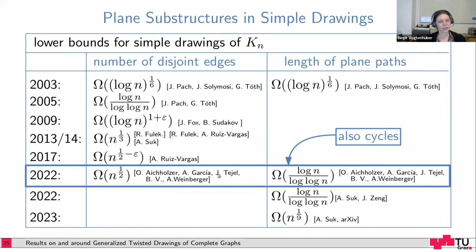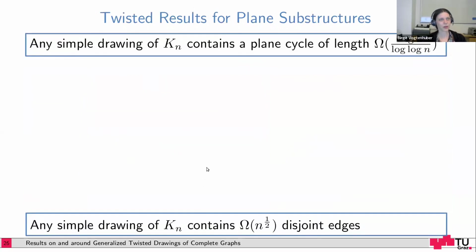What I'd like to very simply and shortly sketch are those two, where the second here also holds for cycles and not only for paths. And those are the ones that we proved using generalized twisted drawings. So our results for plane substructures are plane cycles of length log n divided by log log n for any simple drawing of Kn, and Ω(n^½) disjoint edges for any such simple drawing.